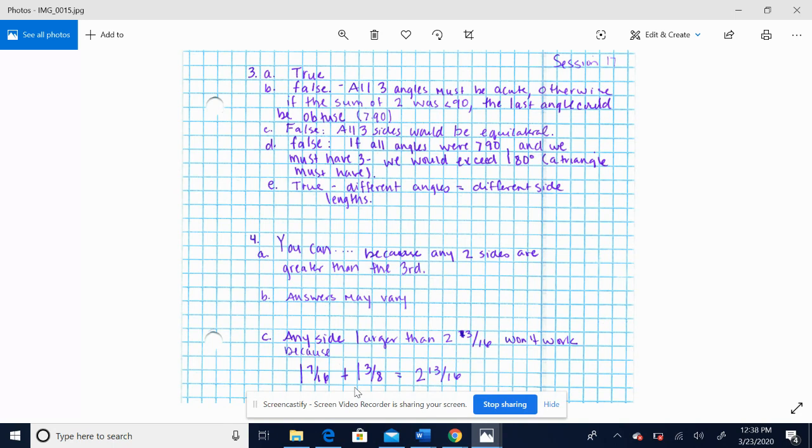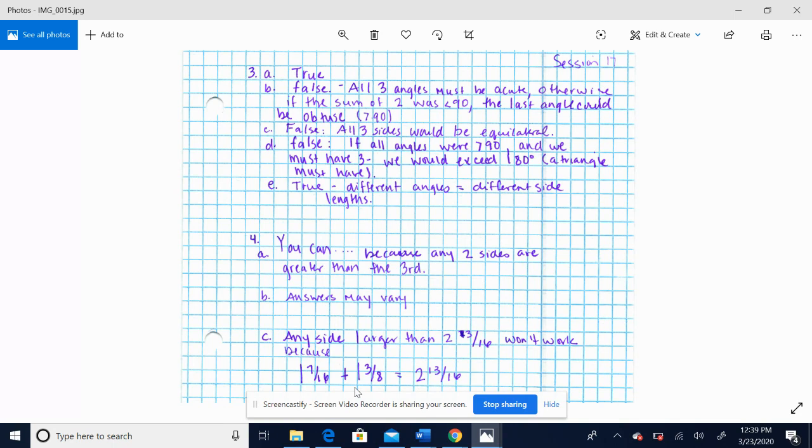For part B, it says two students working on the in-class problem 1 wrote down the lengths 1 and 7/16, 1 and 3/8. What's a possible third length they can use? Again, there's a lot of different answers we could have here, but what would we know about that side? Any side is going to have to be less than 2 and 13/16, because when we add those two sides together, we get 2 and 13/16. So any side bigger than that won't work. Any side smaller than that would.